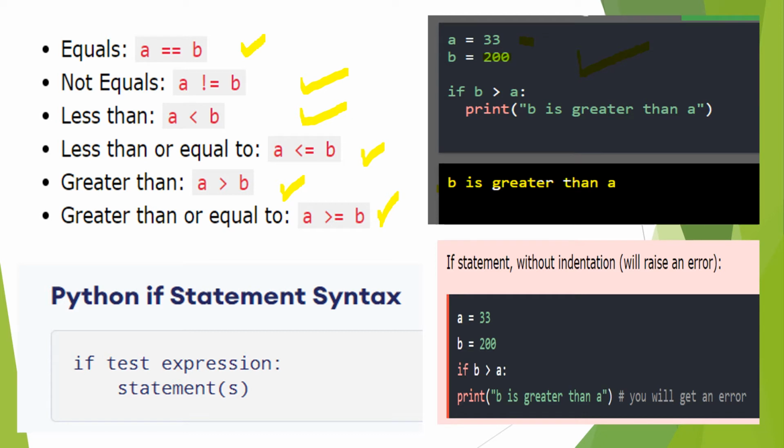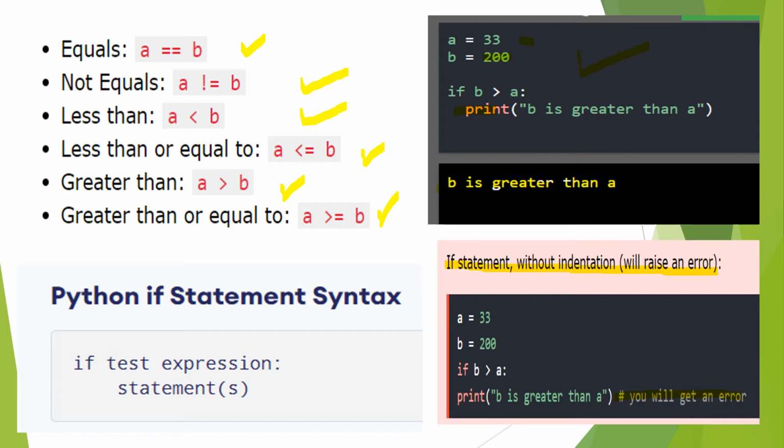Python relies on indentation, white space at the beginning of a line, to define scope in the code, as I have mentioned. An if statement without indentation will raise an error. Always remember that. Indentation is very important in Python.